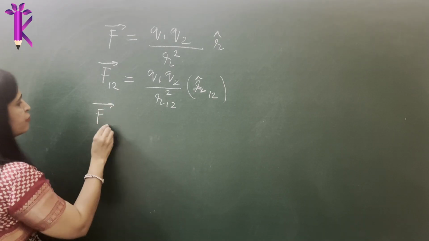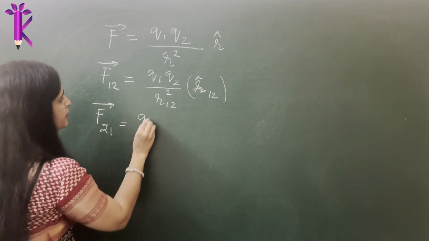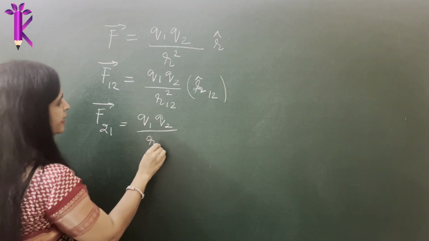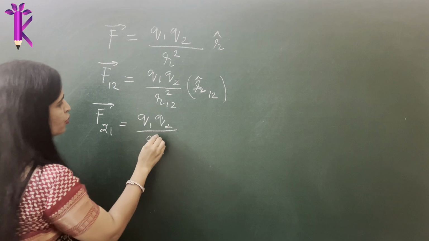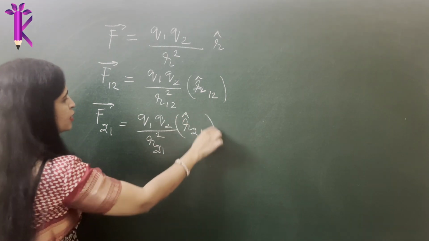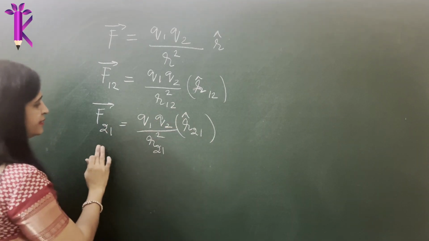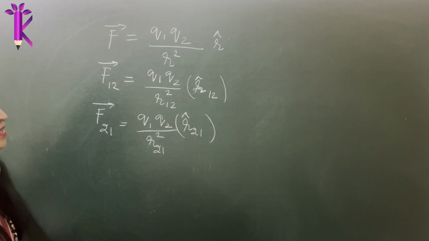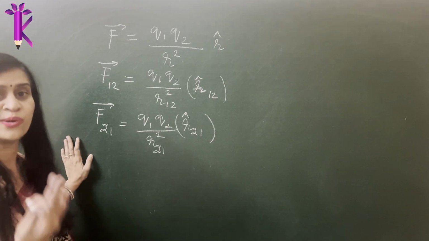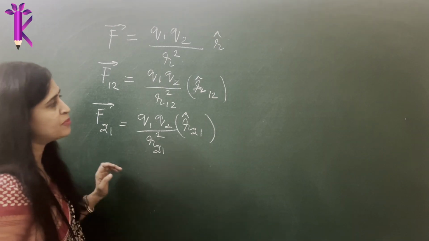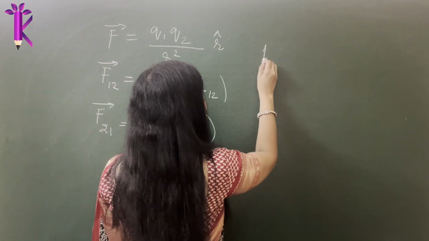Similarly, for F21 we write Q1 Q2 or Q2 Q1, it doesn't matter because you are multiplying, divided by R21 the whole square, into the R21 unit vector. This value is 1 only, so it doesn't alter anything. So this is how you write Coulomb's law in vector notation. It becomes really easy. Now it's time to define something called 1 Coulomb.